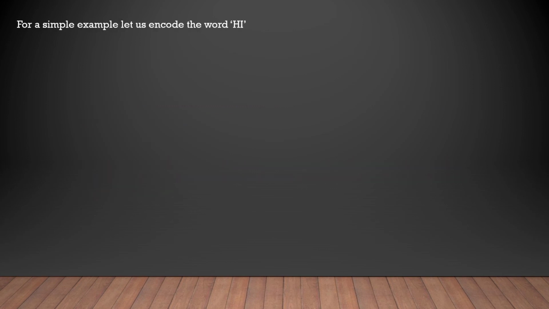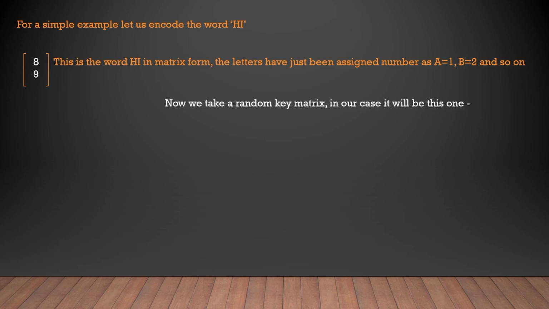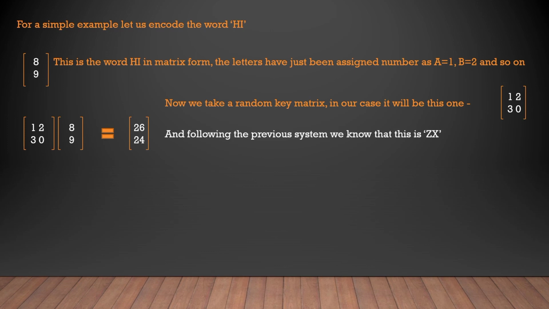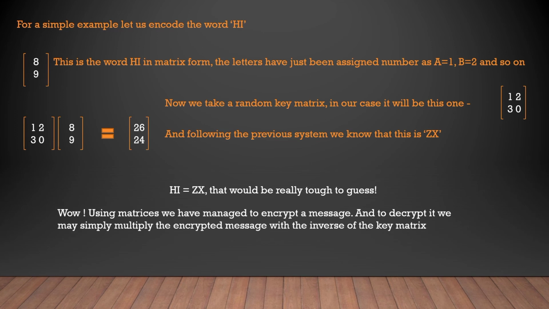For a simple example, let us encode the word HI. The letters have been assigned numbers like A is 1, B is 2, so H gets 8 and I gets 9. Now let's take a random key matrix that will be 1, 2, 3, 0. We multiply the matrices and we get 26, 24. Following the previous system, we know that it is ZX. So HI equals ZX, which would be really tough to guess. So using matrices, we have managed to encrypt a message, and to decrypt it, we may simply multiply it by the inverse of the key matrix.